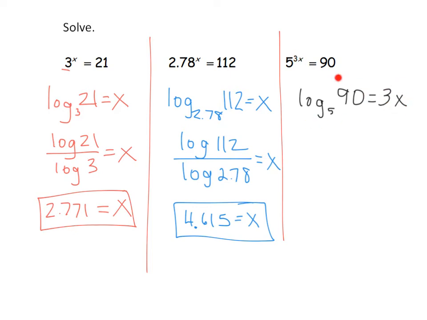All right, now can we do this on our calculator right now? No, we can't, so we're going to need to use the change of base formula again. So log of 90, the common log of 90, over the common log of 5 equals 3x. Now don't worry about this 3x yet. We're just going to keep simplifying. So now log of 90 over log of 5 is 2.796.